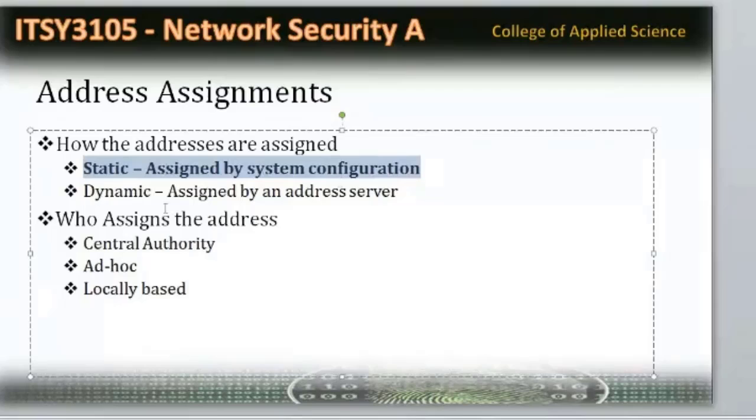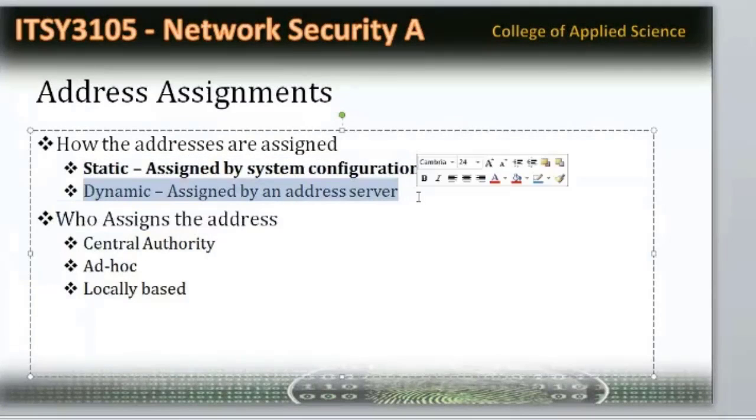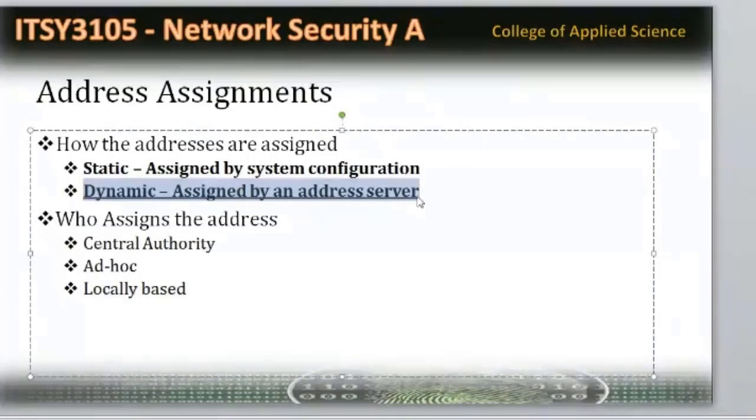What is the dynamic method? In the dynamic method, you can use some protocols. The very popular one is the DHCP protocol, Dynamic Host Configuration Protocol. You can have a DHCP server, and using that server you can assign the IP address to any machines. This is the second method, called the dynamic method. So there are two ways of assigning the IP address: one is static and the second one is dynamic.